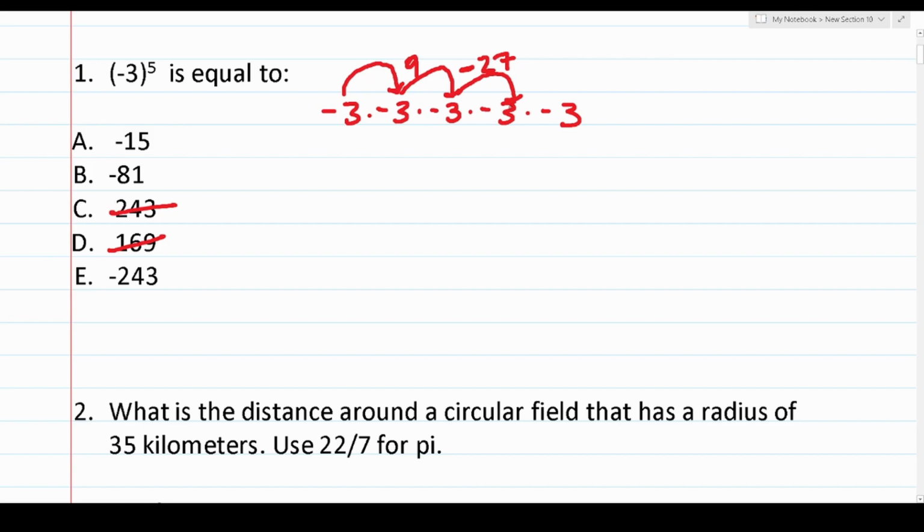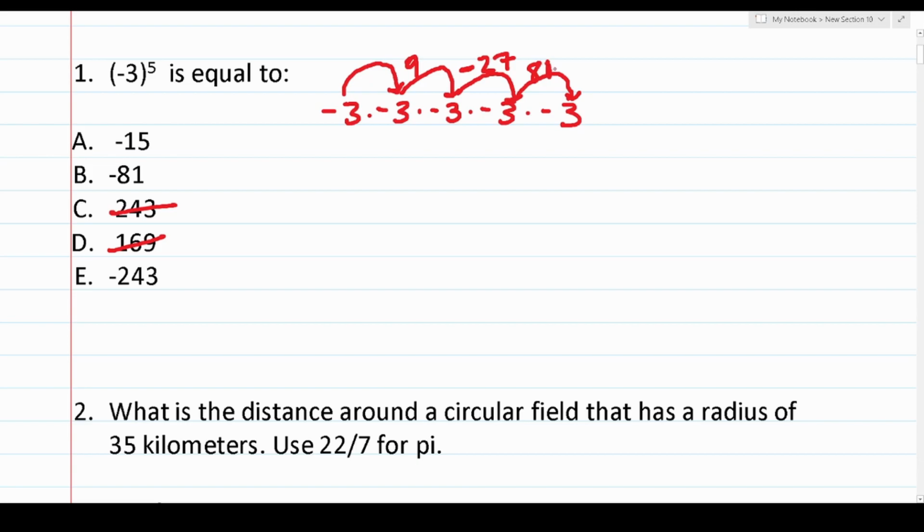-27 times -3. We have a negative times a negative, so we know the result or product is going to be positive. And let's try to do this one in our head instead of working it off to the side. 7 times 3 is 21, so we would drop down a 1 and carry a 2. 2 times 3 is 6, plus that 2 we carried is 8. And so we know that -27 times -3 is +81. Let's go ahead and do one more iteration of this and we'll be done.